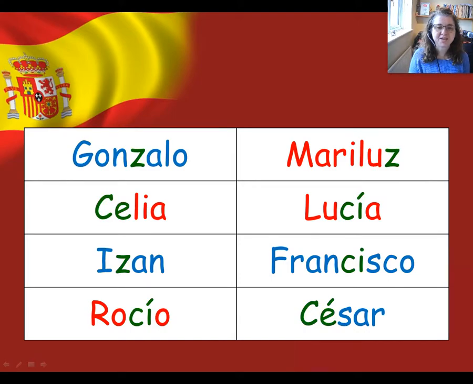Now, all 8 of those names share a sound. They share the th sound. Sometimes the th is made with a Z, sometimes with a C and an E, and sometimes with a C and an I. Let's have a practice of saying them. Escuchad y repetid.